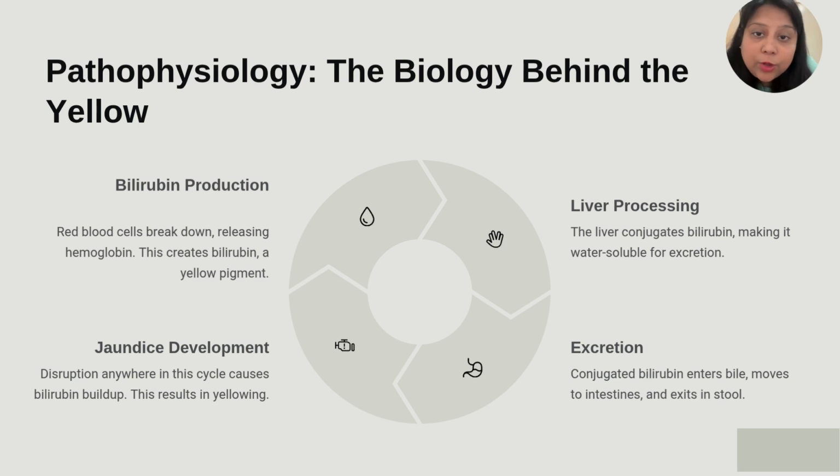Talking about the pathophysiology of the development of jaundice. Well, we all know that when RBCs break down, hemoglobin is released, and from that hemoglobin, a yellow pigment called bilirubin is produced. This bilirubin gets conjugated in the liver by enzymes, which makes it water soluble for excretion. Conjugated bilirubin enters bile, moves to the intestines, and exits in stool. Disruption anywhere in this cycle causes bilirubin buildup, which results in yellowing.